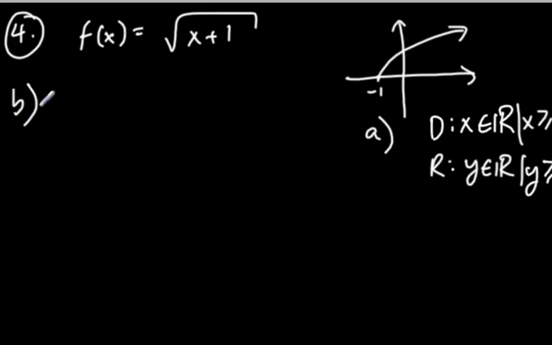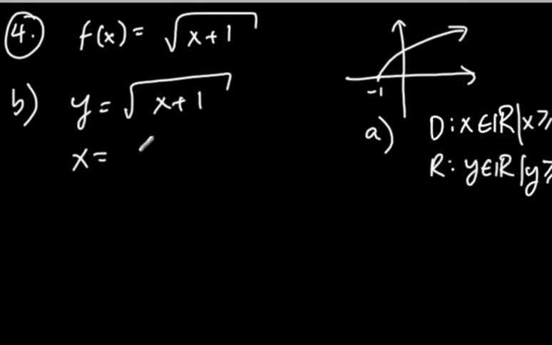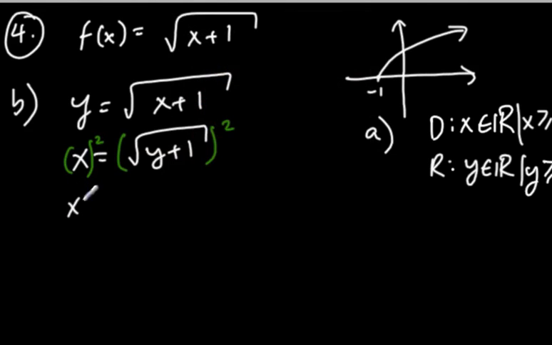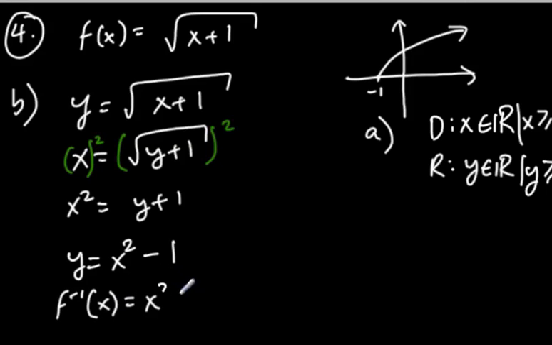Now, part B says find the inverse. So first what we do is we just write y is equal to the square root of x plus 1. Then you just switch the x and y. So x equals the square root of y plus 1. To get rid of the square root, what you have to do is just square both sides, right? Because we're trying to solve for y now. And this is simply x squared is equal to y plus 1. And if you subtract, y equals x squared minus 1. And then the inverse function is x squared minus 1.